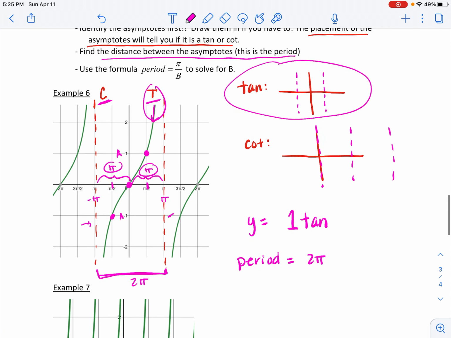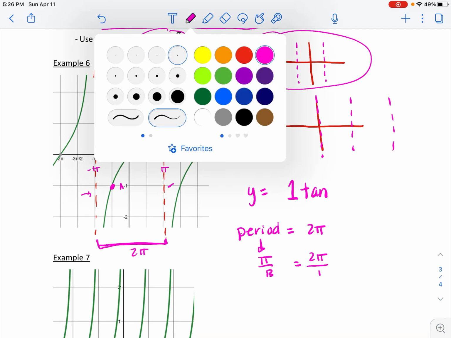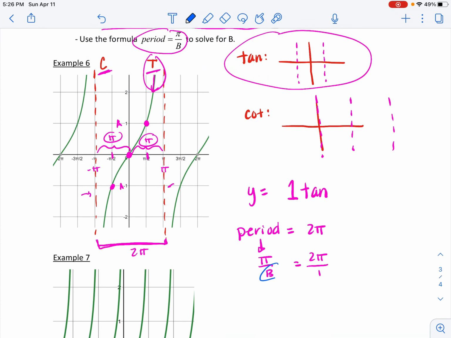Now, how do I calculate the B? Well, look, I know that the period equals pi over B. So if the period is pi over B and it's equal to 2 pi, how am I going to solve that equation for B? I can put this over 1. And remember from algebra from a long time ago, you just cross multiply and set them equal to each other. It's just a proportion. So I have pi times 1 is pi equals, and then 2 pi times b is 2 pi b. Remember, I'm solving for b.